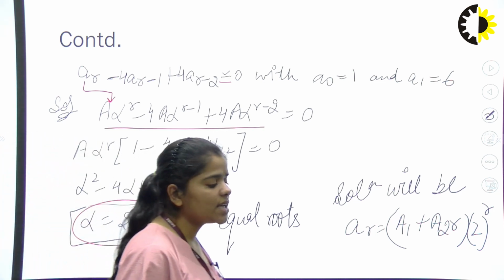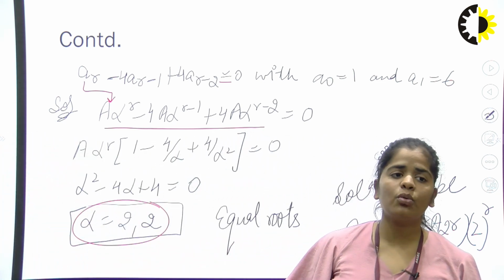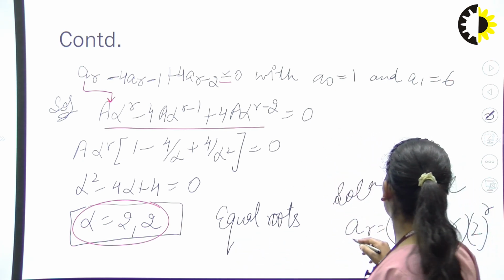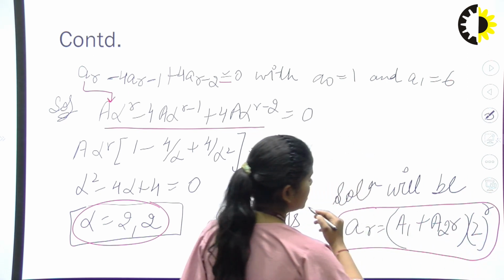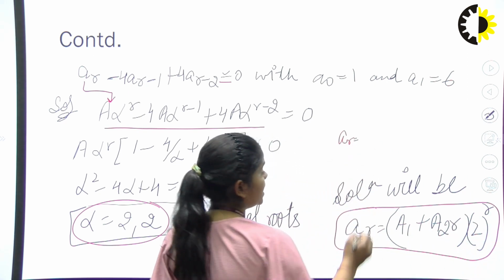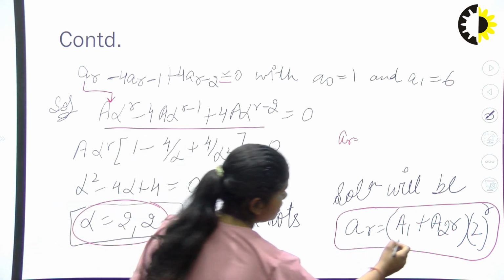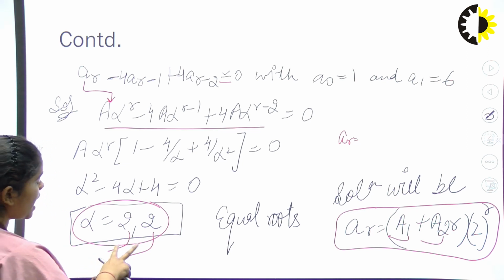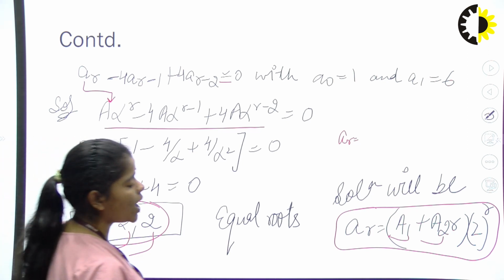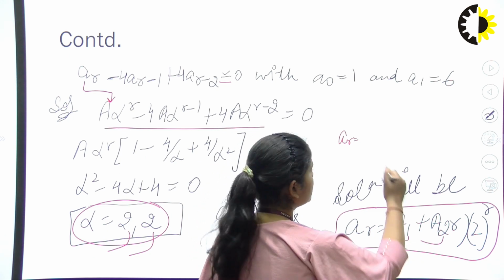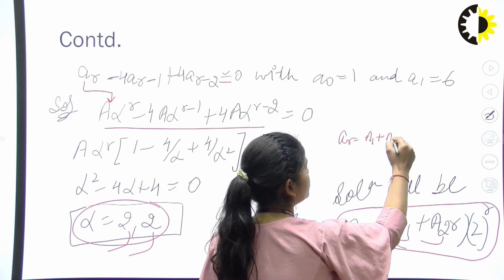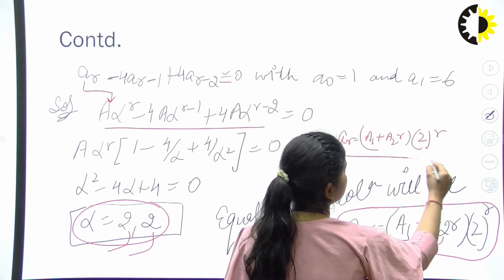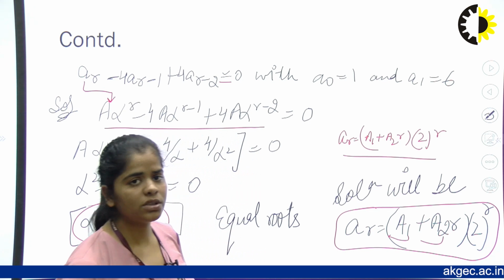So this is the second case, the condition of equal roots, right? In case of equal roots, the solution of the equation will be in this form. That means a r is equal to, here we use variables, the number of variables equal to the number of roots. I get 2 values of alpha here, so I use 2 variables here: A1 plus A2 r, times alpha to the power r. This is the required solution of the given homogeneous equation.